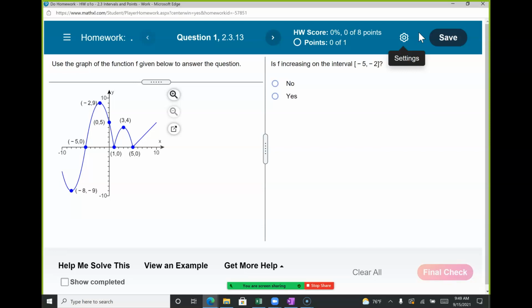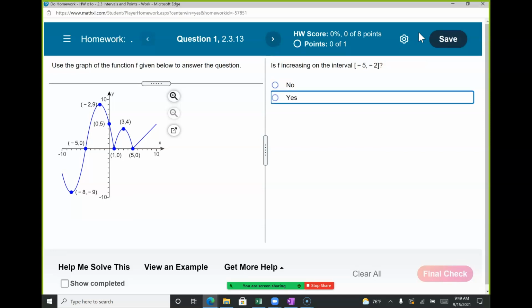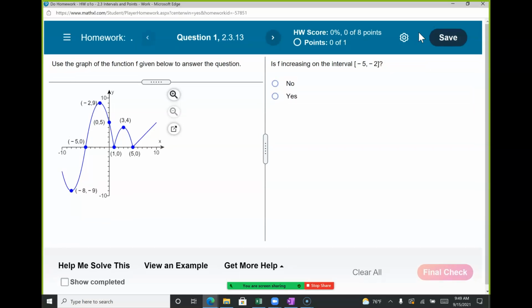Let me see if I can write on this thing. Can I write on this? Why won't it let me write on it? It's so stupid. Can you see my mouse on the curve? Can you see my mouse?